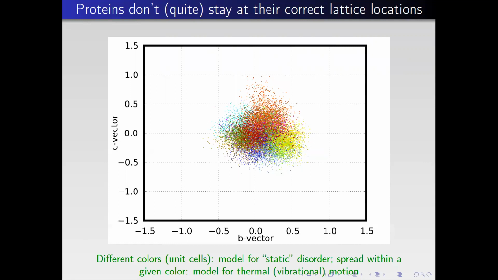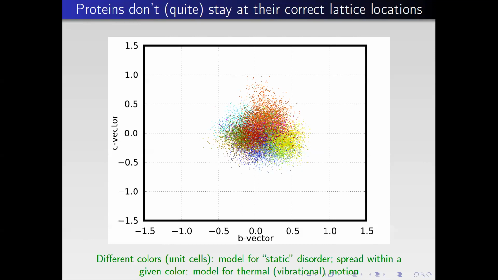But even within a given color, the center of mass of the protein is still vibrating around an average position, it's still fluctuating about an average position, and that's thermal motion. You're never going to get rid of the spread. You might have a perfect simulation in which all of the different colors were really on top of each other and they were all centered right at 0, 0, 0. That would be your ideal perfect simulation.